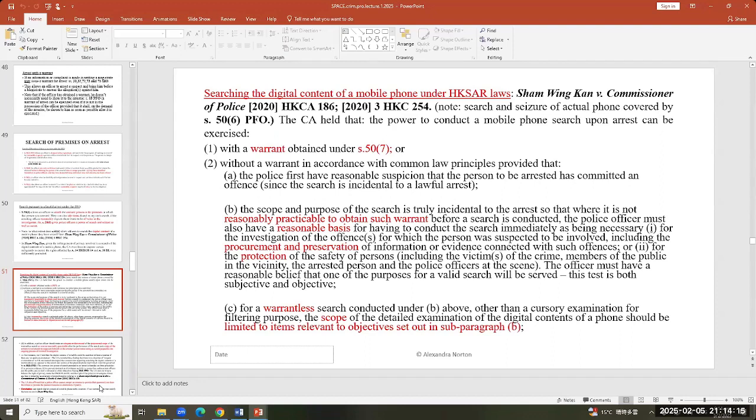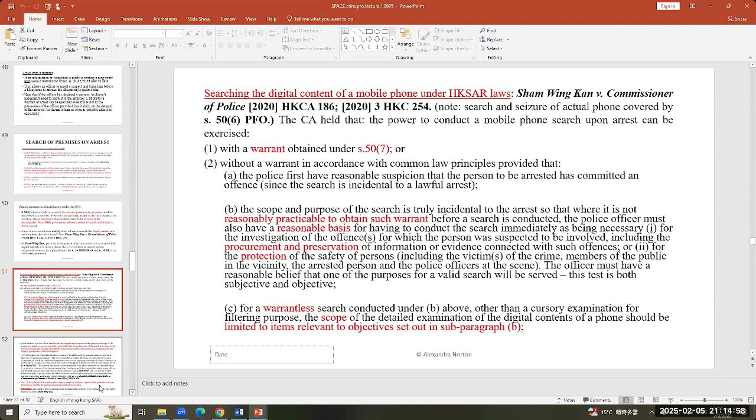It's not a wide-ranging ability to search for anything, any other possible unrelated offenses that the defendant could have committed, right? They have to be able to justify the scope of the search, and it has to be incidental to the offense that they are arresting for. They have to be able to show that it's not reasonably practicable to obtain the warrant. It has to be in relation to the investigation for the offense that the person is suspected to be involved in. It has to be either to protect the safety of people, or to procure and preserve information.